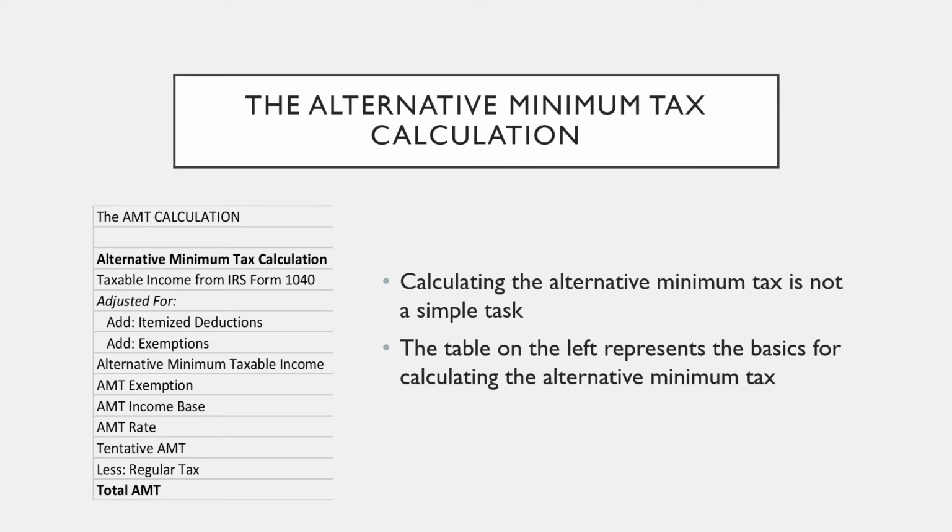Even though the AMT rates of 26 and 28% are lower than the highest marginal tax rate in the regular tax system, because of the way the alternate system operates, the effective tax rate under the AMT will usually be higher. So multiplying the AMT income base by the AMT rate will give you the taxpayer's tentative alternative minimum tax, which is then reduced by the regular tax amount from Form 1040 and results in the taxpayer's alternative minimum tax. The taxpayer then will calculate both their AMT and their regular tax and take the higher of the two.